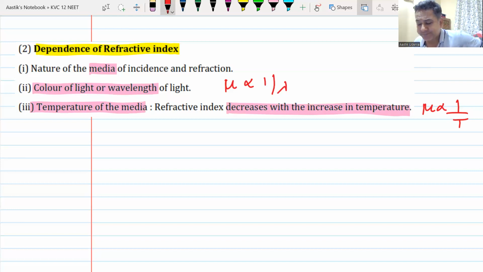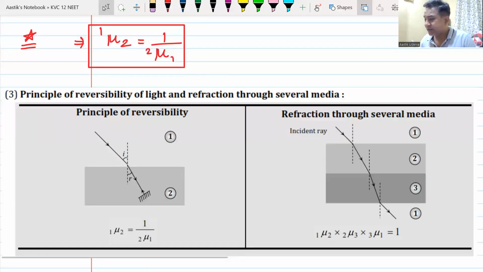Shall we move on ahead? Yes, sir. Comes this very important fact. Mu of 2 with respect to 1 is mu 2 by mu 1. Mu of 1 with respect to 2 will be mu 1 by mu 2. So they are the inverse of each other. Yes or no?